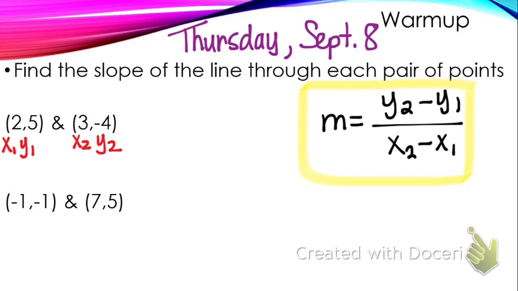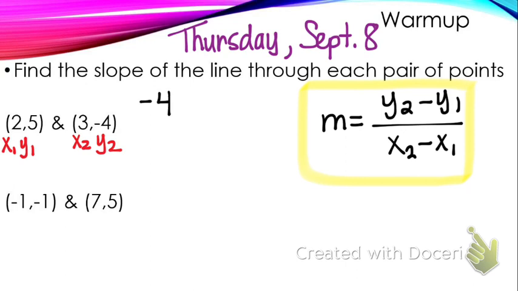Who has an answer for the first one? It should be a whole number, not a fraction. Yep, so let's go ahead and walk through it real quick. Well, there really isn't a wrong way. If you did y1 minus y2 over x1 minus x2, that's still going to be okay.